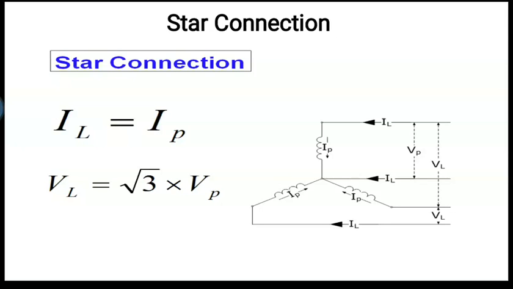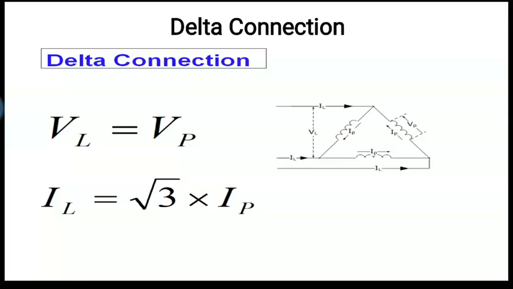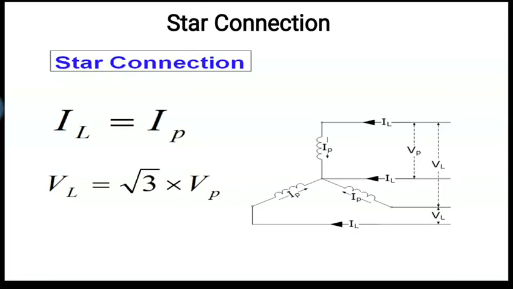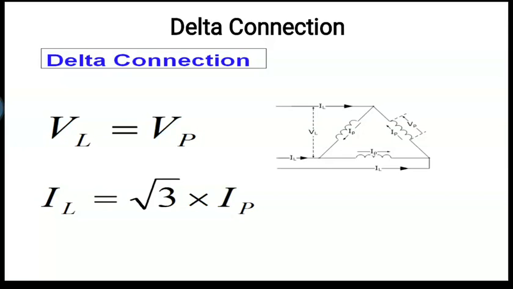So what is the relation between line voltage and phase voltage? Line voltage is equal to root 3 into phase voltage. So it is exactly the opposite of the delta connection. In a delta connection, V is the same. In a star connection, I is the same. In a delta connection, IL is equal to root 3 into IPH, and in a star connection we have to replace I by V.